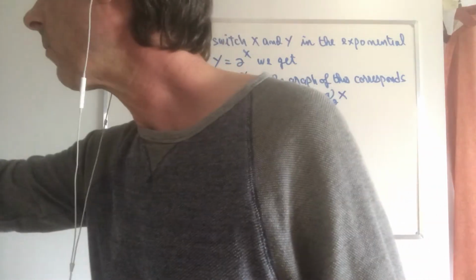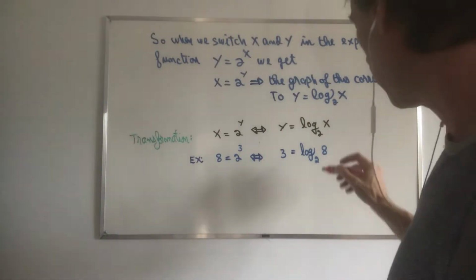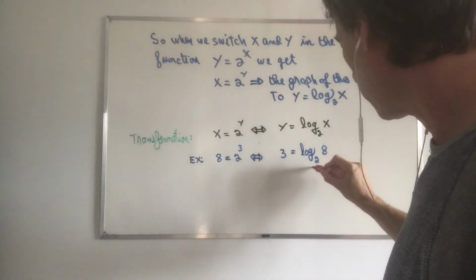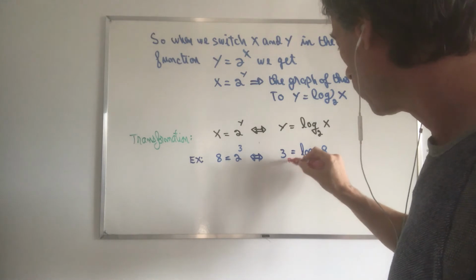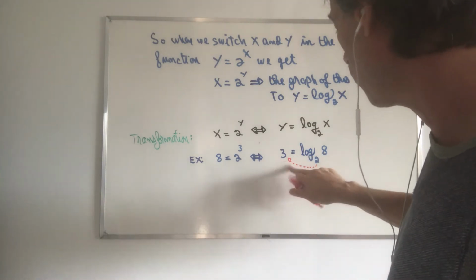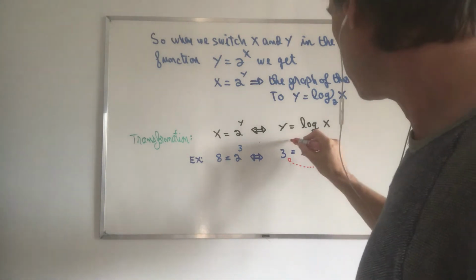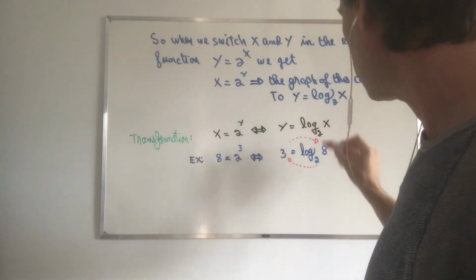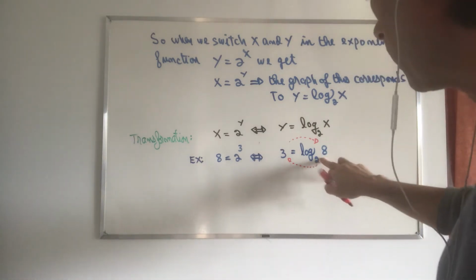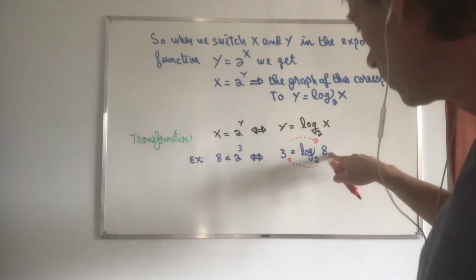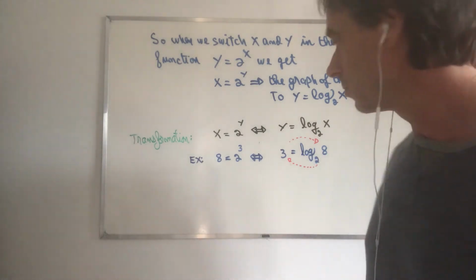I personally remember it by doing the following. I take the base of the log, raise it to the power of what's on the other side, and it gives me the answer that is inside the log. So 2 to the 3 inside the log is equal to 8.